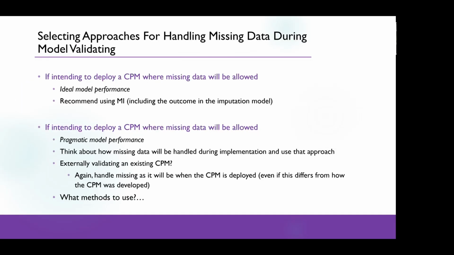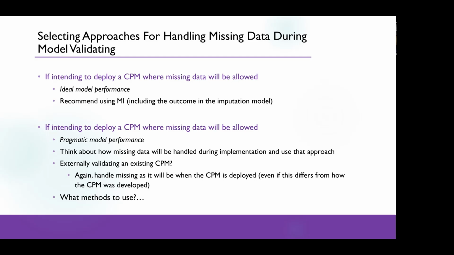So what do we do then? With those in mind, if we're allowing the model to be deployed where missingness will not be allowed, I should say, on the top section, in other words, if we're trying to estimate this idea of ideal model performance, then again, I recommend using imputation for the same reasons that I described earlier.